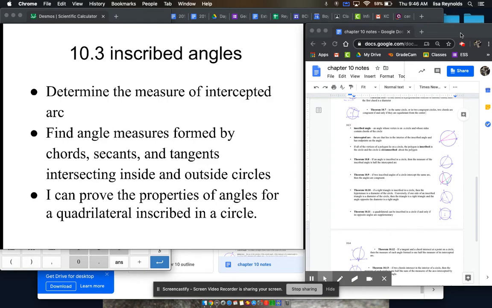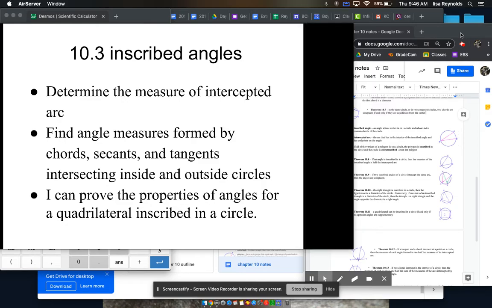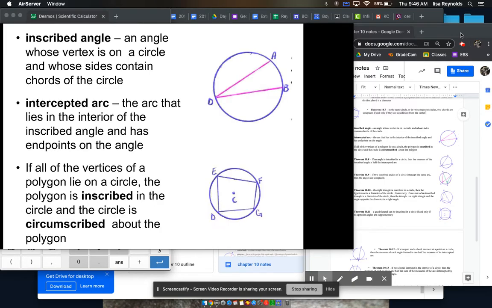Today we're going to do 10.3 examples. Remember to look at your notes, and if you need to, watch the video of the guided notes on 10.3. So we're going to deal with inscribed angles and arcs today. Remember that the angle is inside, so this is our angle, and that the arc is talking about the curved section of the circle. Also remember when you hear the word inscribed that it's on the inside and circumscribed is going around the outside.